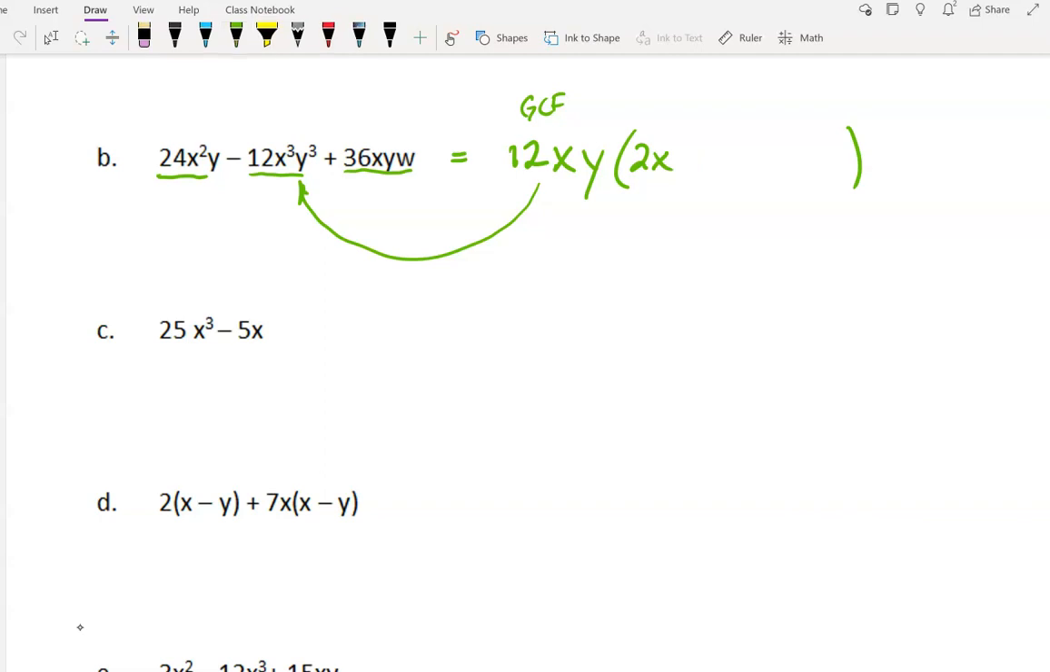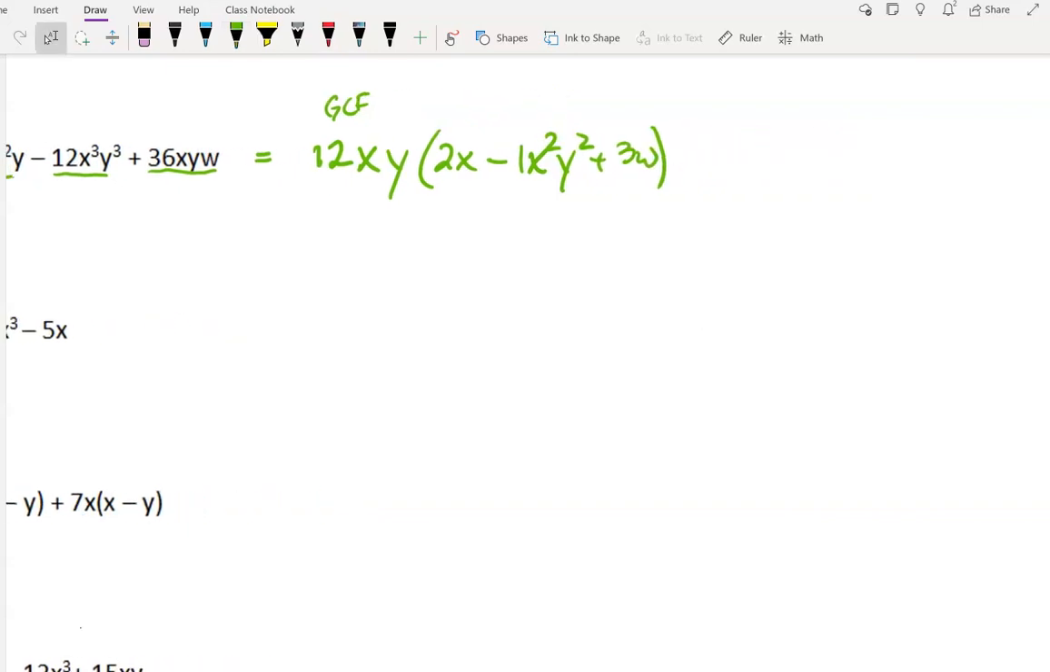Well, oh, and there's a negative in front. We've got to keep the negative. 12 divided by 12 is 1. I don't need to write that. X cubed divided by x is x squared. Y cubed divided by y is y squared. Okay. And last, put the 12xy divided into there. And you should get 3w.